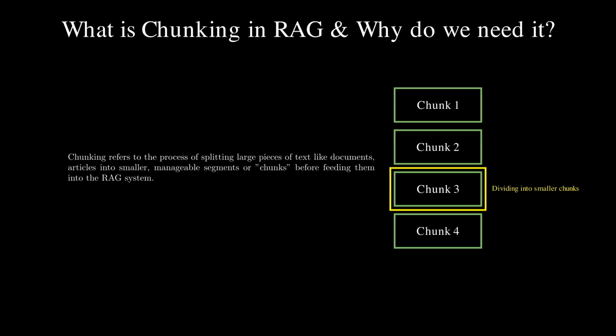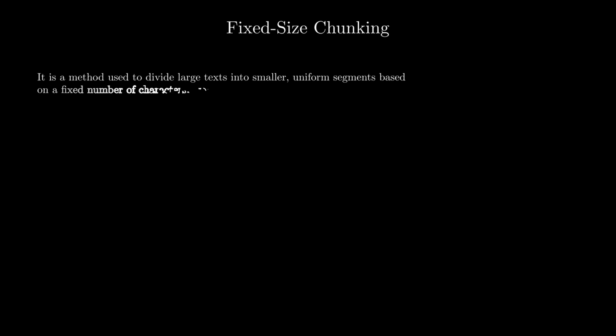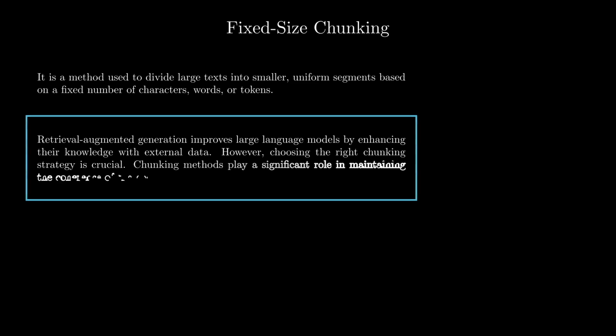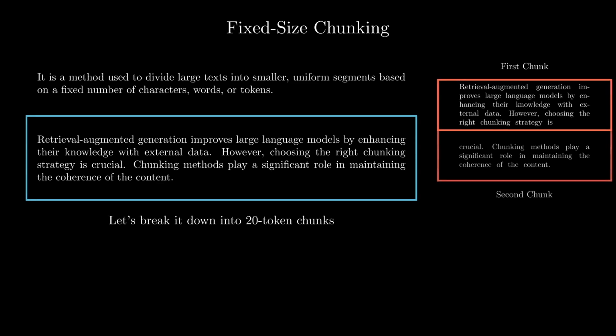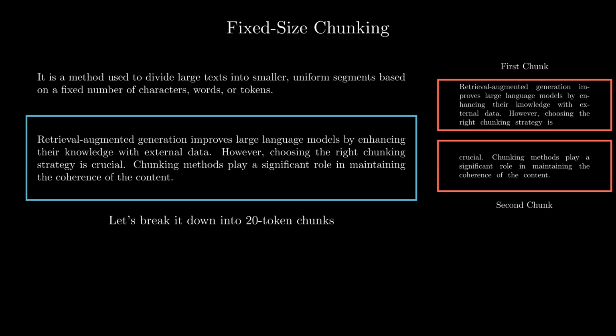First, let's understand fixed-size chunking. This method divides text into uniform segments based on a fixed number of characters, words, or tokens. For example, imagine we have this large block of text. If we decide to break it into 20 tokens per chunk, the first chunk will contain the first 20 tokens, and the second will pick up from there. It's simple yet effective for structured data.